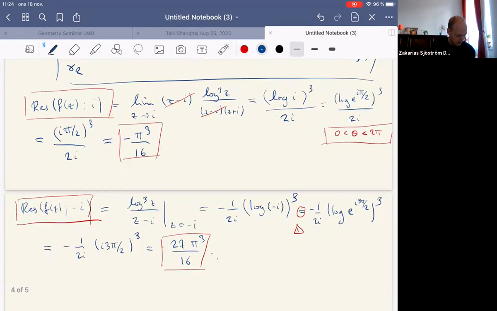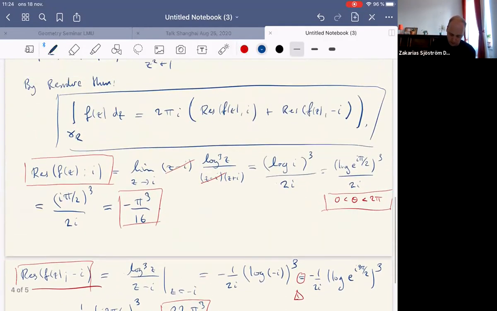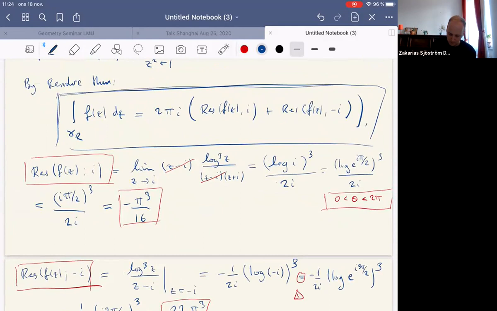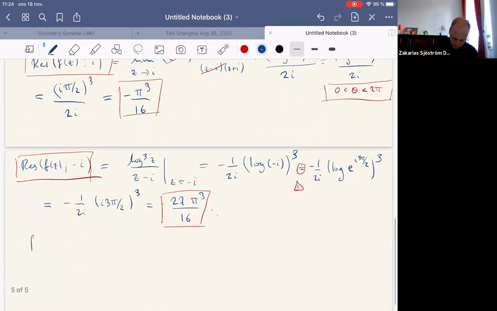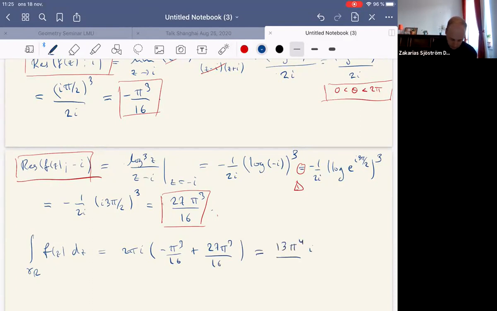And so as a summary, going back to what we had up here, we conclude that the integral along gamma R of f of z dz is equal to 2 pi i times minus pi cubed over 16 plus 27 pi cubed over 16, which is equal to 13 pi to the fourth over 4 times i. So we get this.